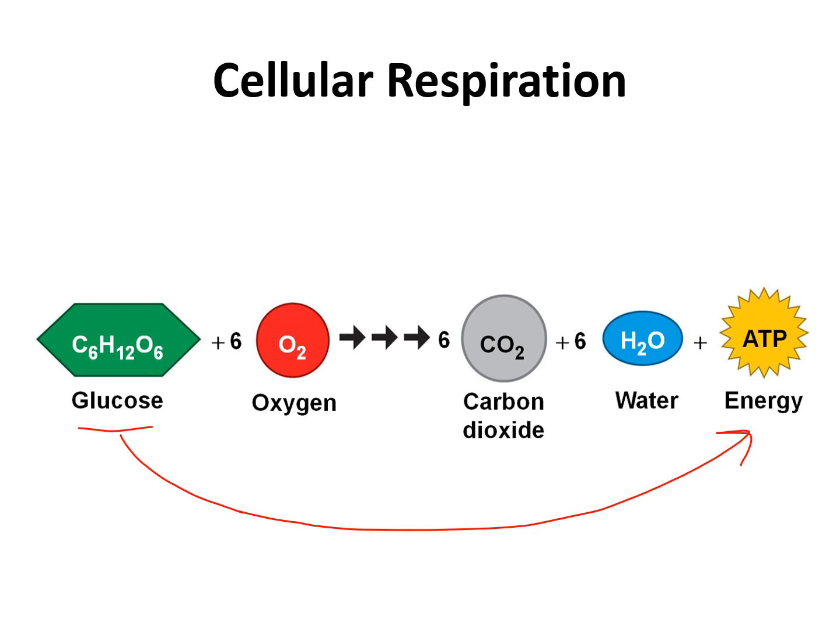In the equation, 1 glucose molecule plus 6 molecules of oxygen will produce the waste product of carbon dioxide, the waste product of water, and ATP.